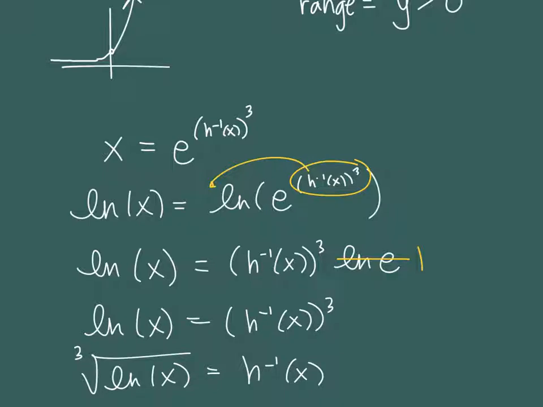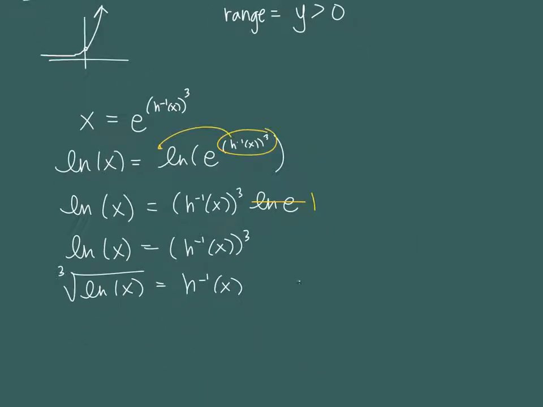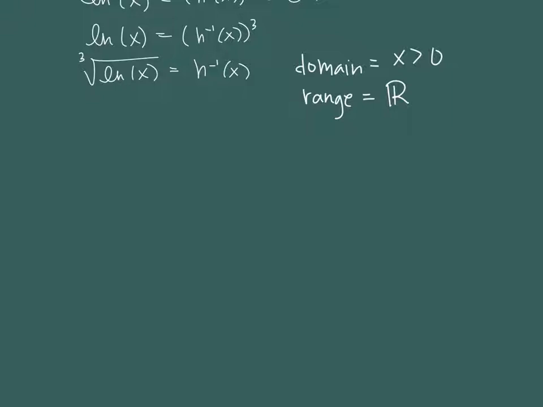And so the cube root of the natural log of x, and the domain and the range would be the reverse of the original domain and range. And so the range is now all real numbers, and the domain is now x greater than 0. Okay, all numbers greater than 0.